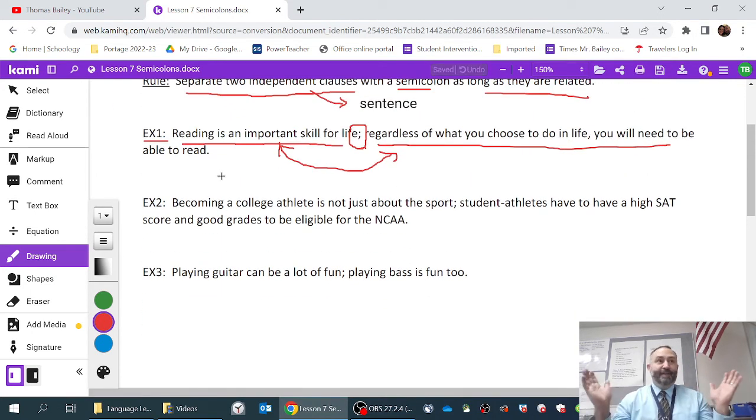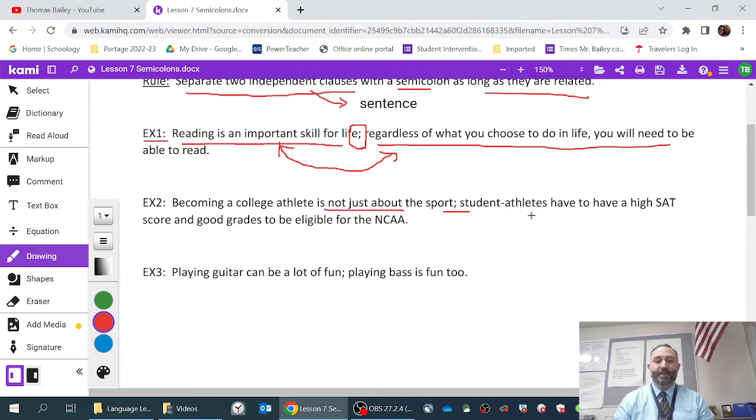It's so simple. That's the craziest thing, is people didn't really realize that with semicolons you can replace periods with semicolons as long as the two are related and they're both sentences. So I use another example here, although in this case I kept the semicolon: becoming a college athlete is not just about the sport.